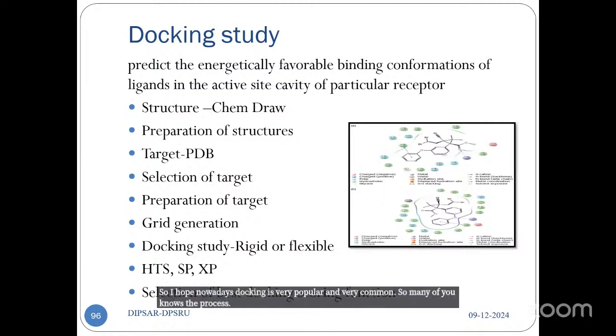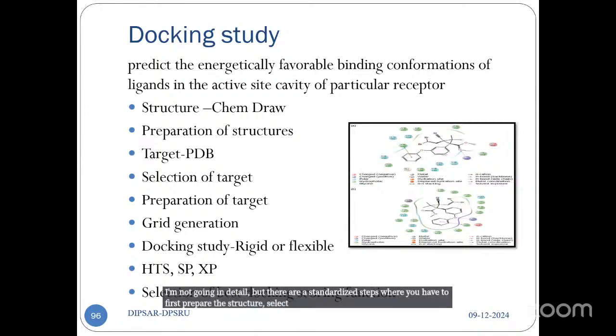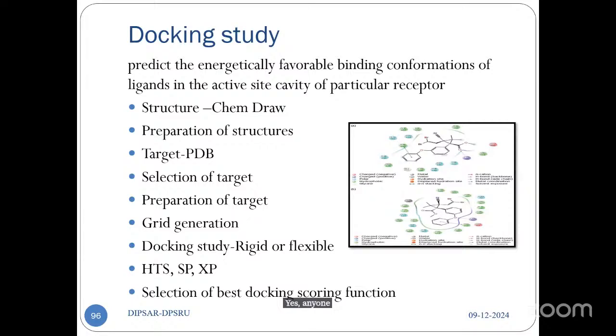I'm not going into detail, but there are standardized steps where you first have to prepare the structure, select the target, prepare the target, then grid generation, then you can go with HTVS, SP or XP. Yes, is anyone saying something?